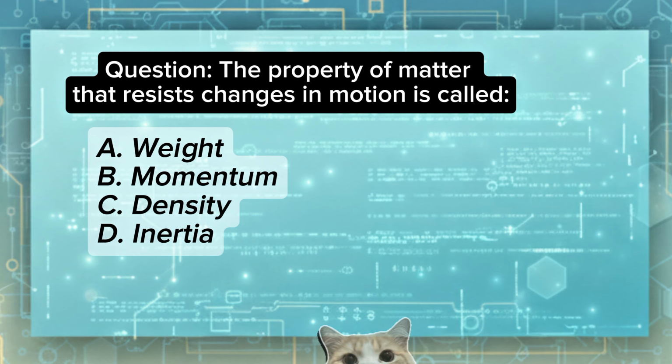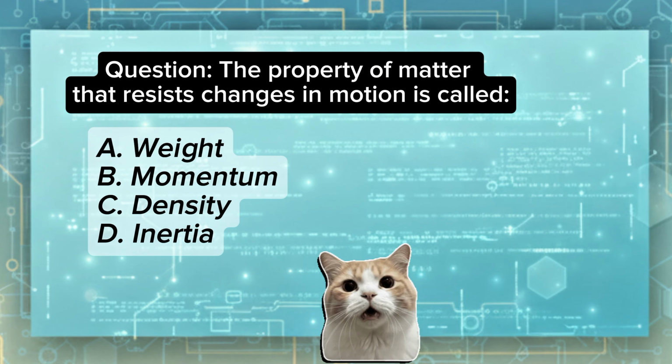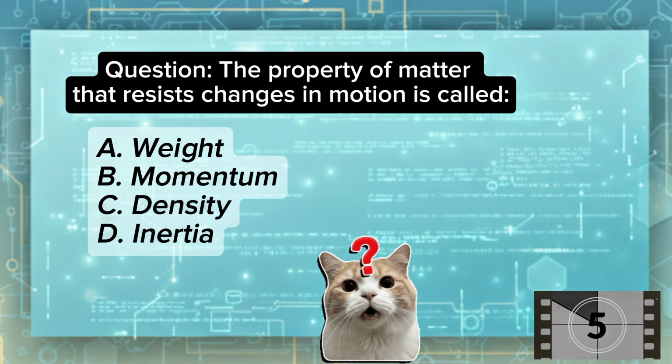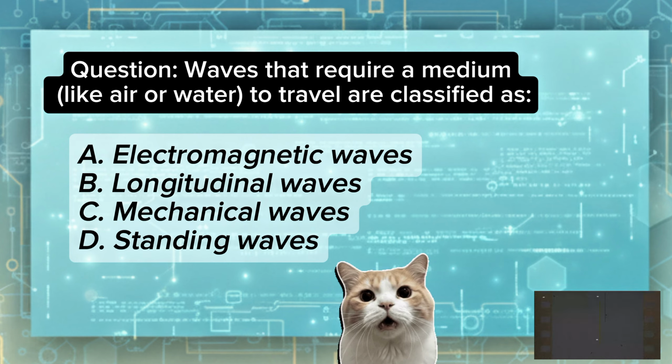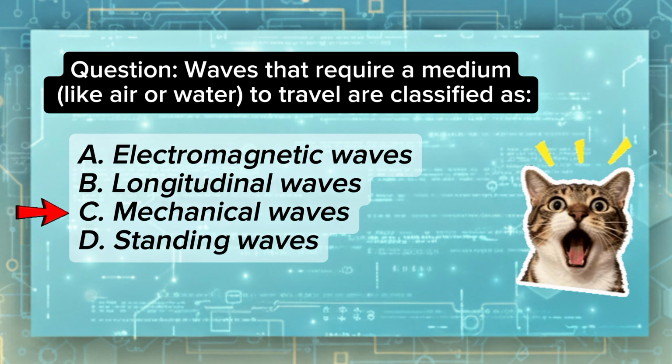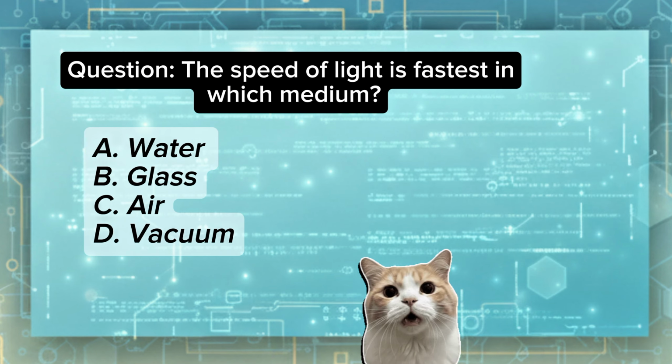Answer: Newton. The property of matter that resists changes in motion is called? Answer: inertia. Waves that require a medium, like air or water, to travel are classified as? Answer: mechanical waves. The speed of light is fastest in which medium?